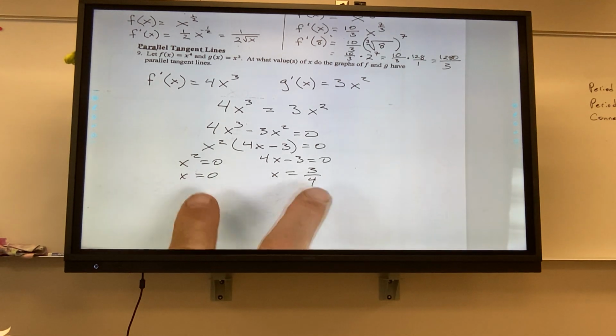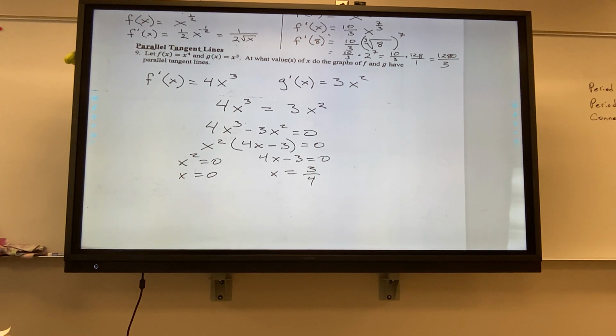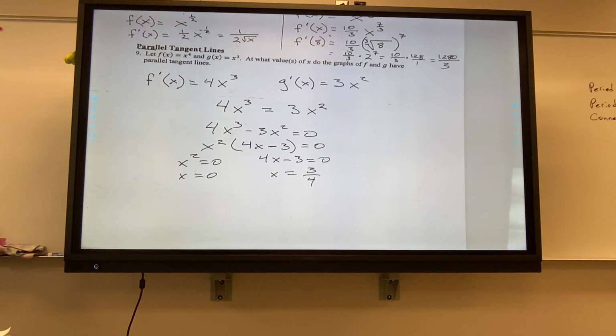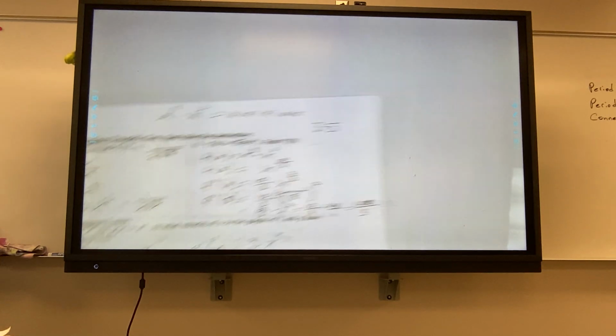No, this cubic only touches the x-axis at 2 places. The most you can have is 3. You're not guaranteed 3. You're guaranteed 1 for sure, because it's an odd function, which means it goes in opposite directions eventually. Okay? Does that make sense? Everybody okay on this? All right.